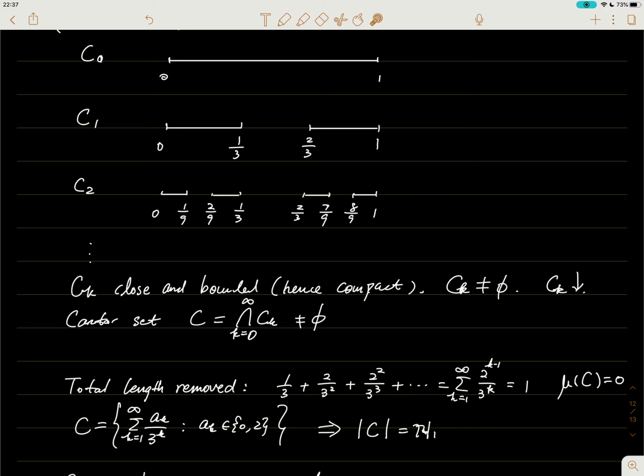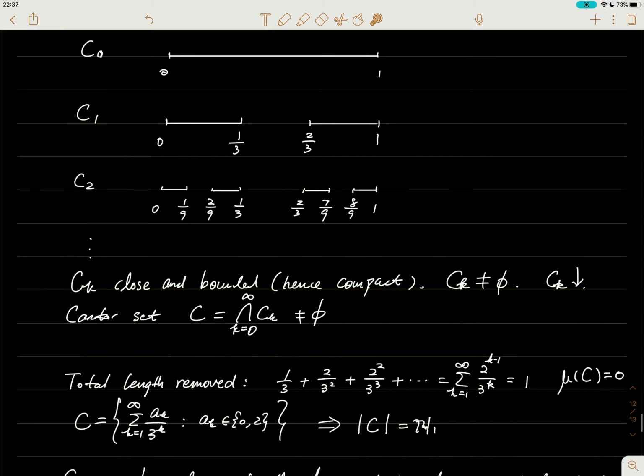So these are some other facts associated with the Cantor set, but they're not as important as these two. We showed that by this construction, the Cantor set actually has measure 0, but the cardinality is aleph-1.